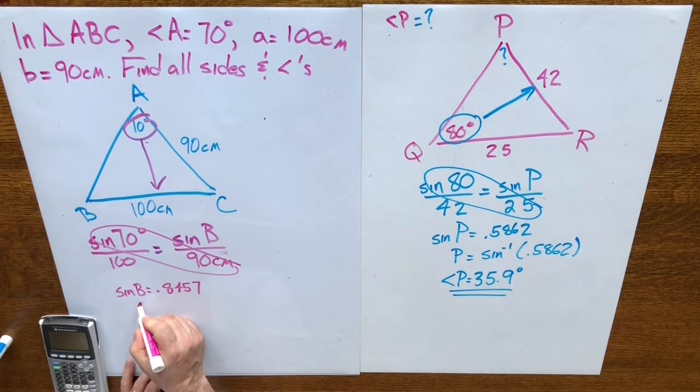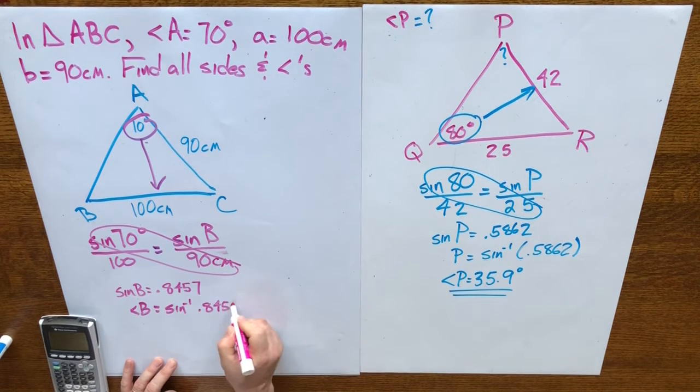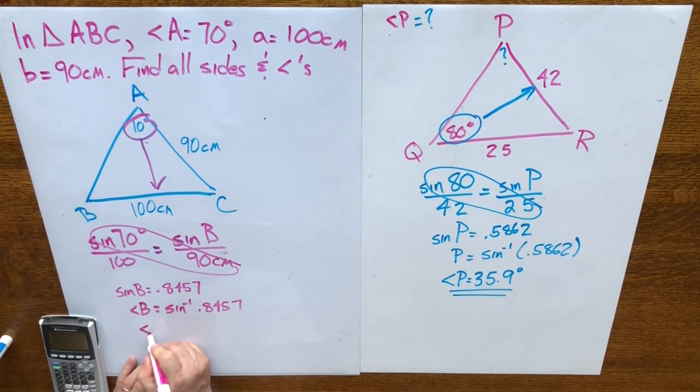And then we're going to find angle B by doing the inverse sine. So I do second function sine on 0.8457, and I get angle B to be 57.7 degrees. So that's our first fact that we found. Let's see if we can do some more, find the other missing sides and angles.